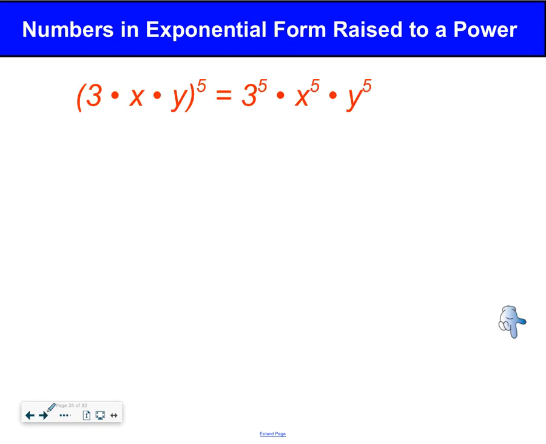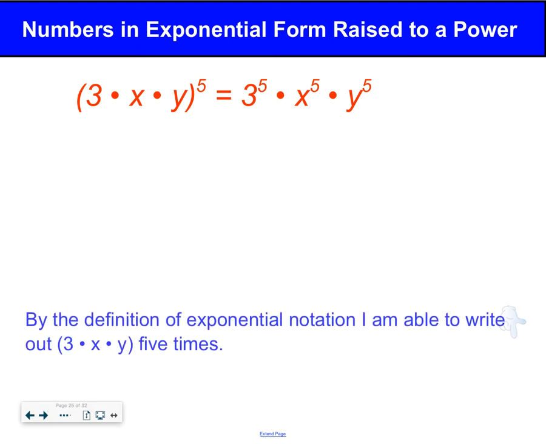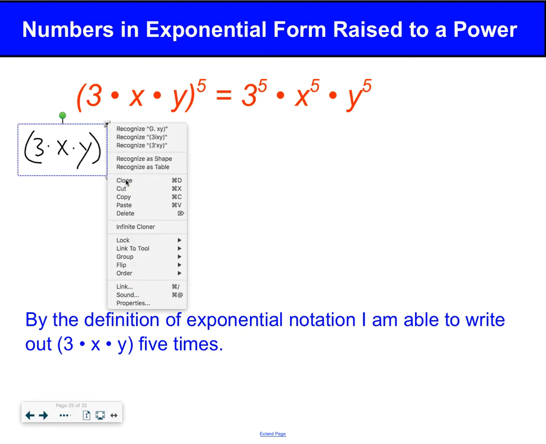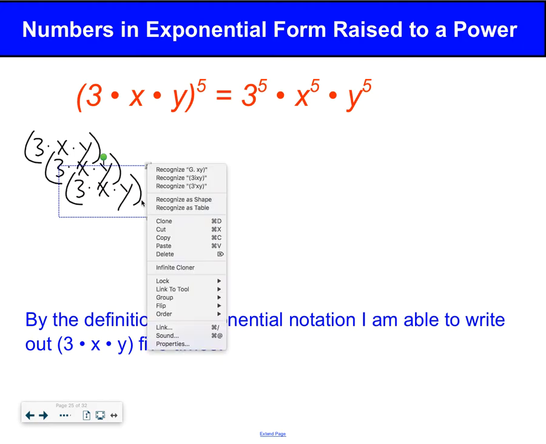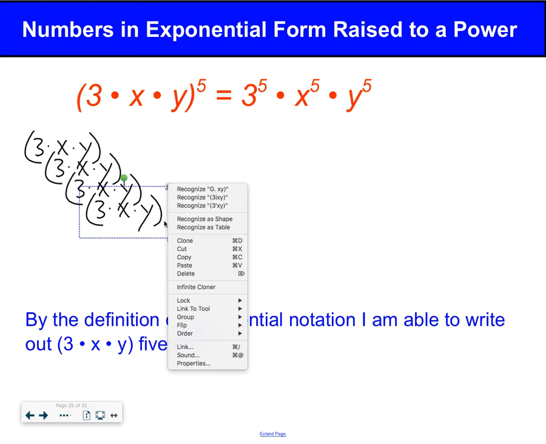The first thing that we need to do is figure out if there's another way that we can write this out. By the definition of exponential notation, I'm able to write out 3 times x times y 5 times. So here we go. I'm going to have 3 times x times y, and I need that 5 times. So let me use the smartboard to help us out, and we'll just clone that a bunch of times and save ourselves some handwriting.